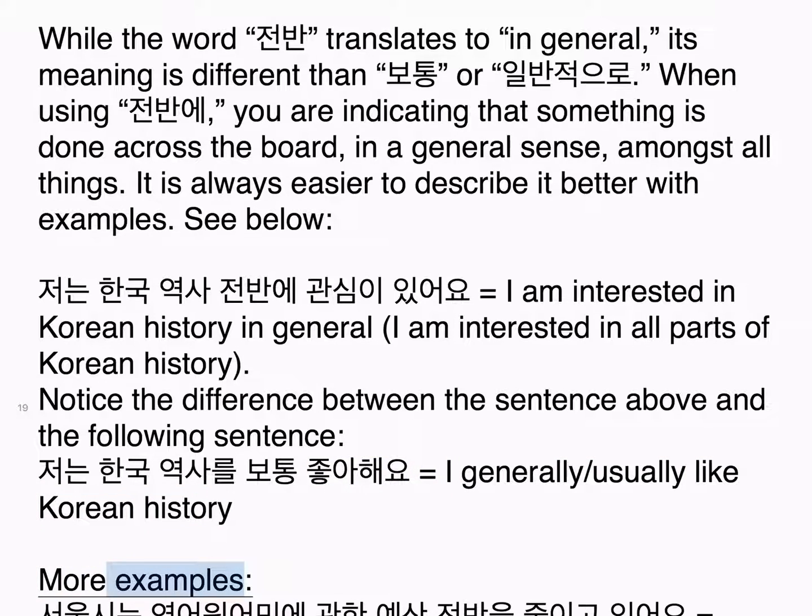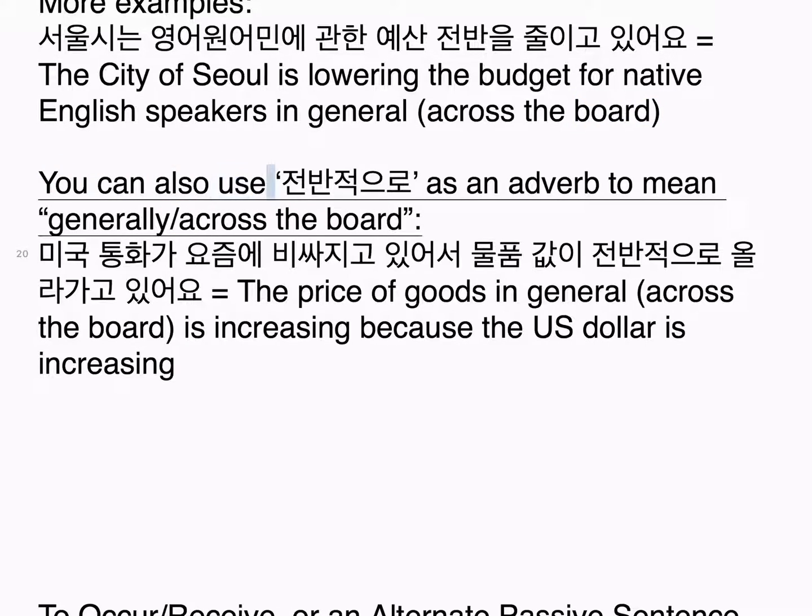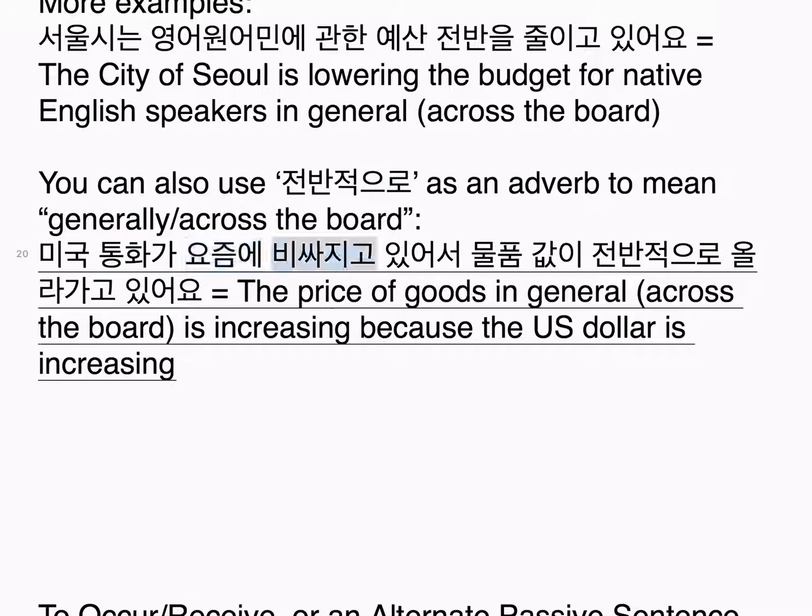More examples. 서울시는 영어 원어민에 관한 예산 전반을 줄이고 있어요. The city of Seoul is lowering the budget for native English speakers in general, across the board. You can also use 전반적으로 as an adverb to mean generally across the board. 미국 통화가 요즘에 비싸지고 있어서 물품 값이 전반적으로 올라가고 있어요. The price of goods in general, across the board, is increasing because the US dollar is increasing.